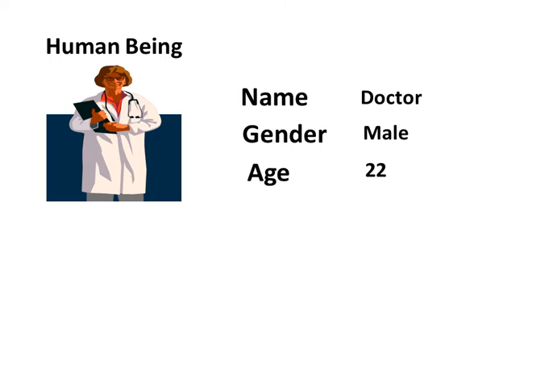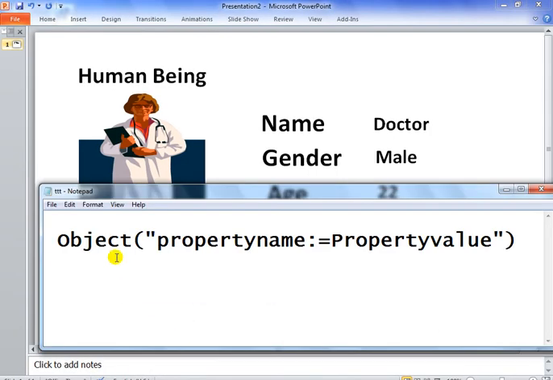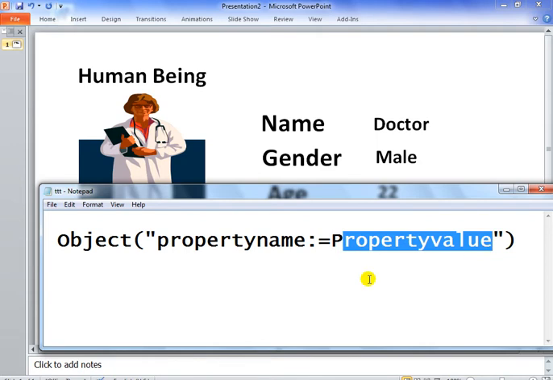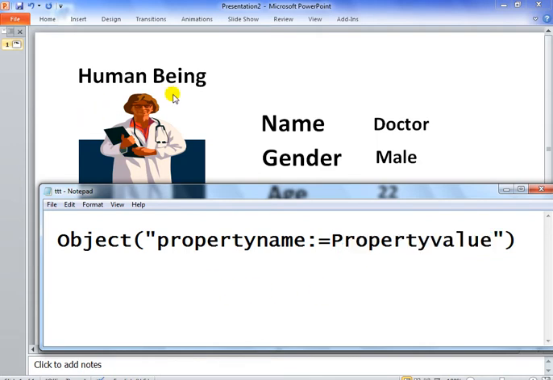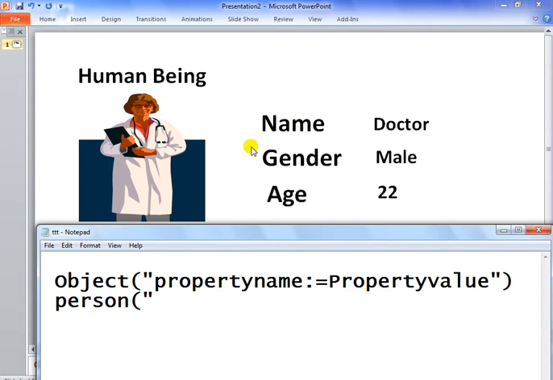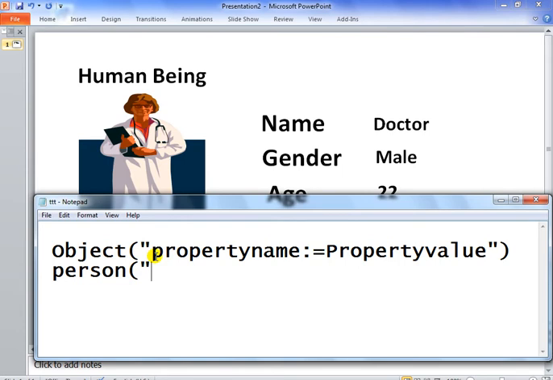Let's first understand the syntax. The syntax is object, property name, colon equal to, property value. If you want to refer to this person, the script will be like that. Person, here we can use any one of these properties. I am using the gender property of this person. Gender colon equal to male.